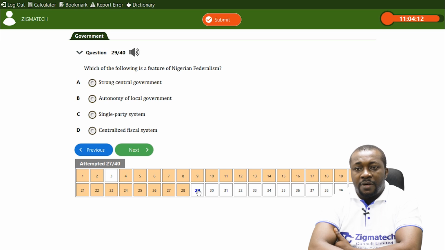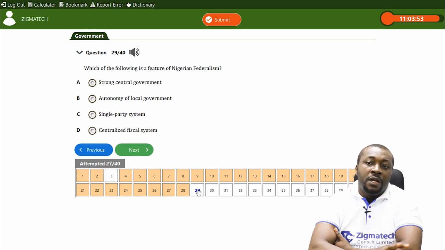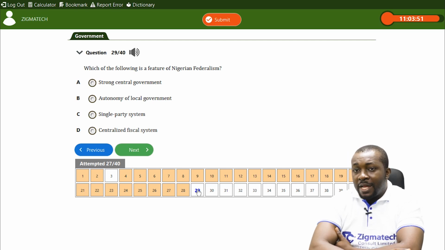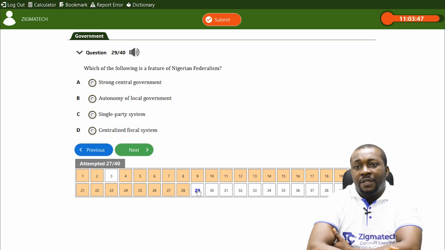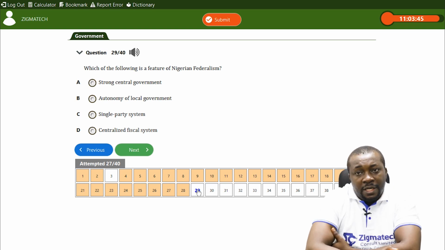D, centralized fiscal system. Now, actually, when it comes to revenue, remember there's what we call internally generated revenue. Each level of government, especially states and local government, can generate its own revenue. So it does not depend only on the centralized fiscal system, that is the central government, for revenue. They have their own internally generated revenue.